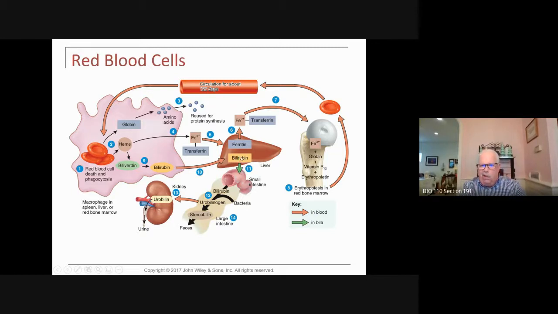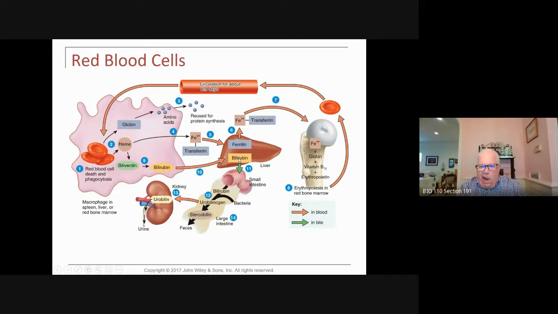Bilirubin from the liver and gallbladder will eventually go into the small intestine, will eventually go into the large intestine, and will eventually leave in the feces. Why is feces brown? Feces are brown because of bilirubin. I'm going to ask you that question eventually, probably in the digestive system.